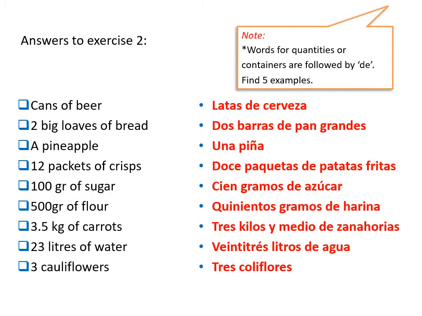So here are your answers. What I would do is make sure you can green pen these like we would do in school. Make sure you've made a note of the different foods, the new foods that we've looked at. And if you just have a look at the top, it says words for quantity. So when you're saying how much of something that you have or that you're going to get, you use de afterwards. So the first one, cans of beer, latas de cerveza. 2 sticks of bread, 12 packets of crisps, 100 grams of sugar. So you've got to use the word de.